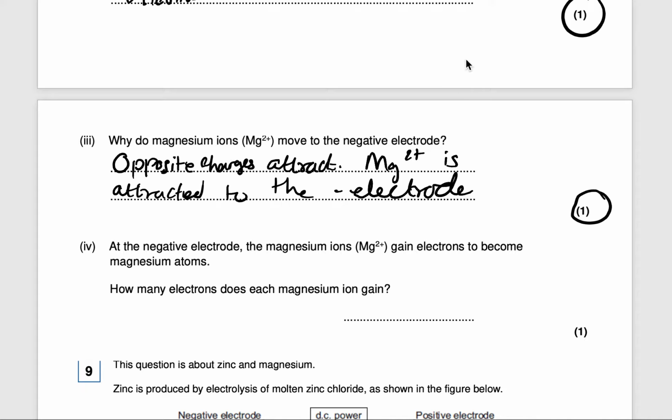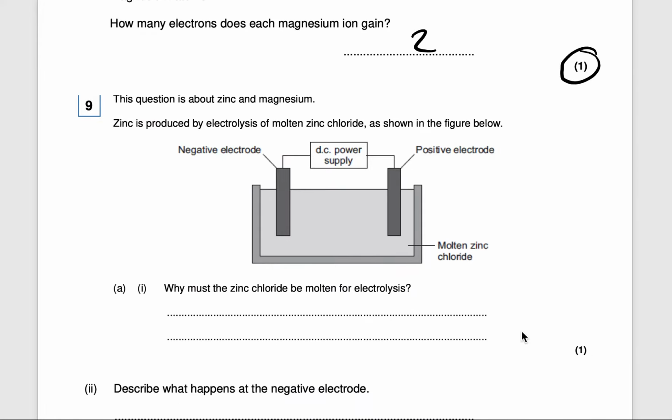At the negative electrode, the magnesium ions Mg2+ gain electrons to become magnesium atoms. How many electrons does each magnesium ion gain? Each one gains 2 because it has a 2+ charge, so it needs to gain 2. Okay, 1 mark again. Next question.